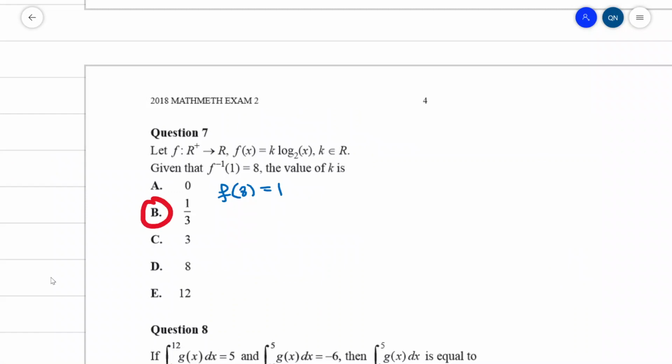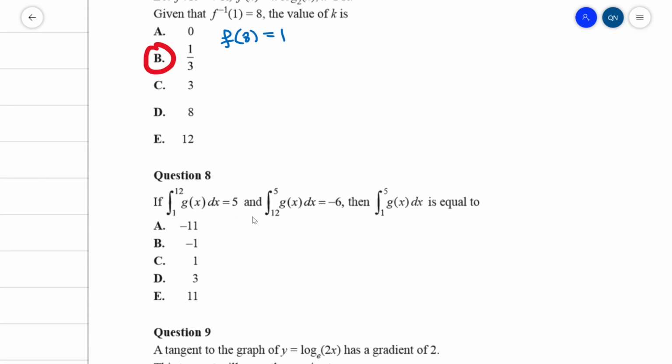Question 8, we have some integral equations over here. The integral from 1 to 12 is 5. The integral from 12 to 5 is -6. Whenever I see reversed bounds, I like to reorient them. We can just multiply everything by negative, and that reorients the bounds into the correct direction. So it's 5 to 12 now of g of x dx, and this is going to give us 6.